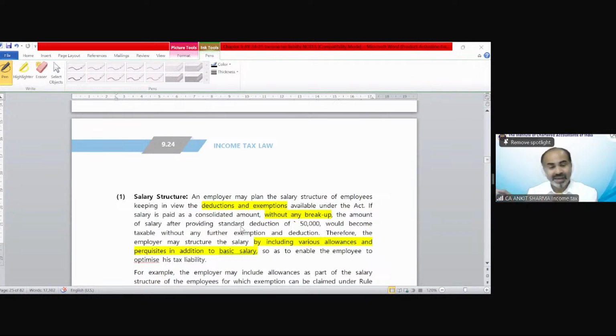But in that case, when he is getting that 10 lakh rupees, a certain part, 60-70%, is basic salary and 30-40% is in respect of some allowances, which could be exempt under income tax. So he might go for that structure. So being an employer, being a CA, being a financial consultant, we have to decide the salary structure on the basis of the information which has been given to us.